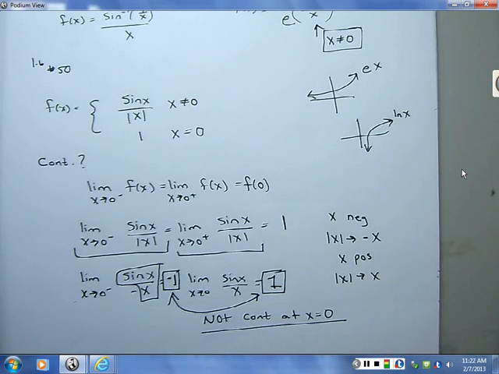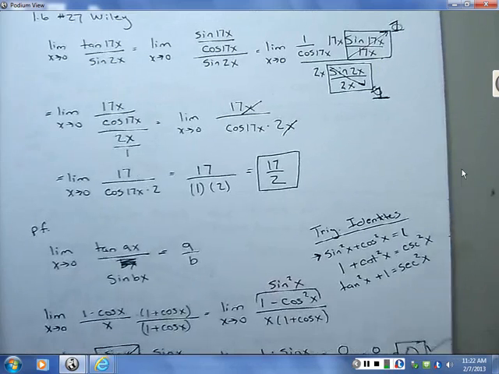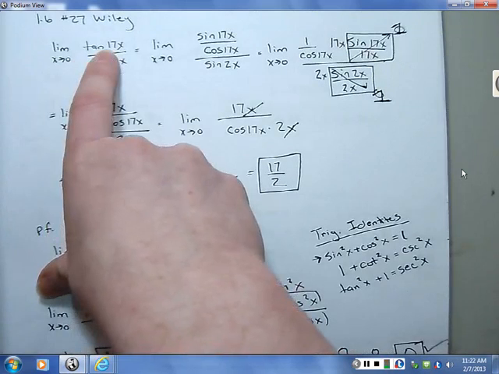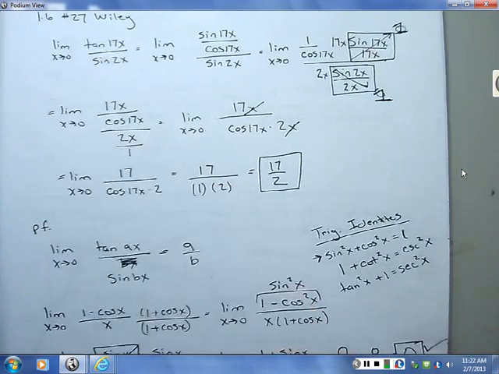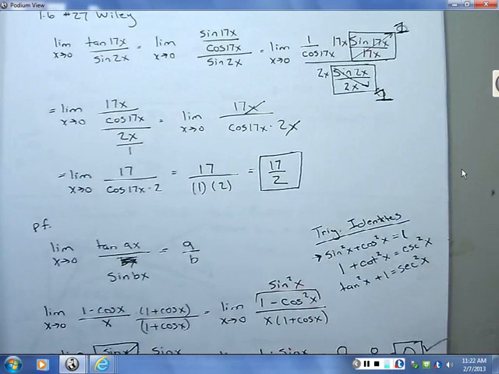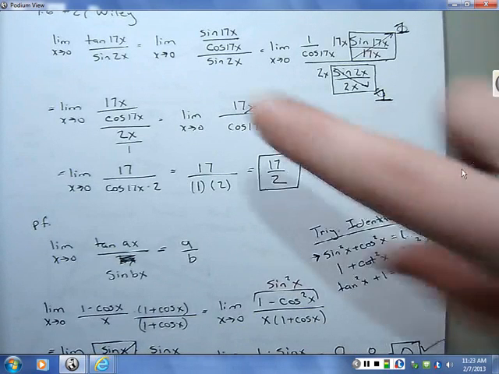When we talked about 1.6, we did an example where we had the limit as x goes to 0 of tangent of 17x over sine of 2x. So we know that's going to be 17 over 2 because we've done enough of these and it always ends up to be that. But to show that, you can only use the fact that sine of something x over that something x goes to 1. So you want to rewrite tangent as sine over cosine.